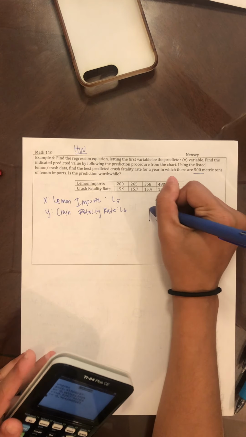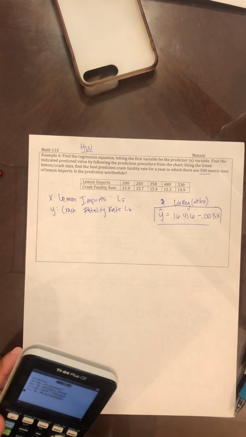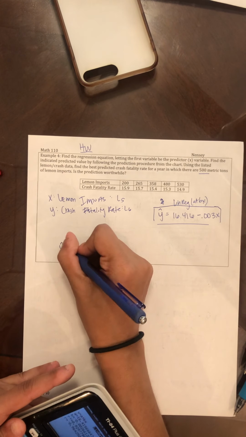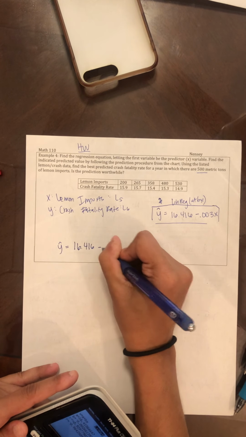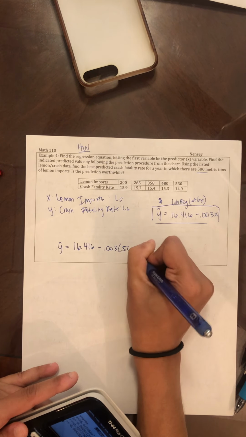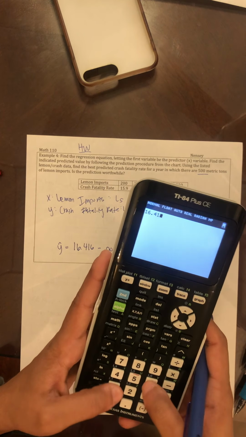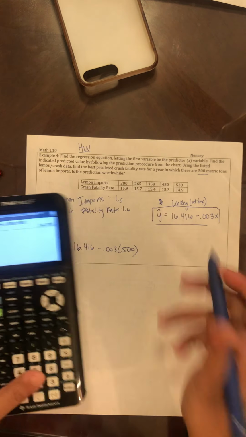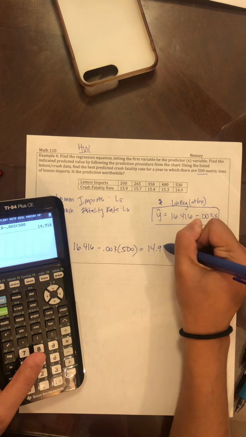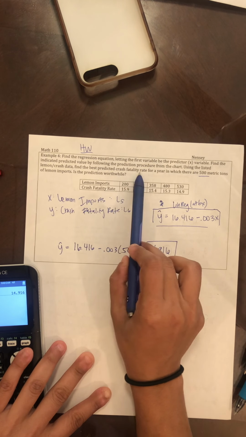That's my equation. Okay, so the next thing is we're going to figure out the prediction for 500 metric tons. So I'm going to plug 500 into this: 16.416 minus 0.003 times 500. I'm going to get 14.916.